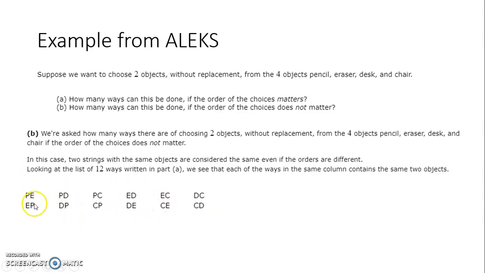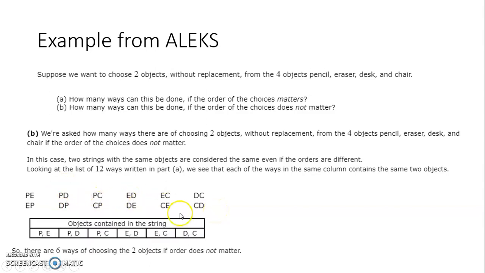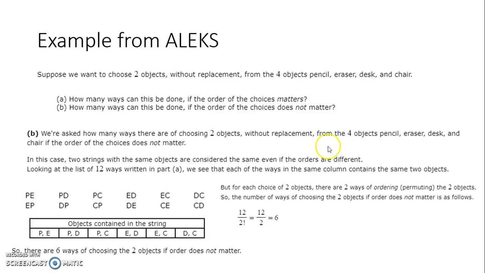Same set of choices. We could pick pencil, eraser, eraser, pencil, pencil, desk, desk, pencil, and so on and so on. Importantly though, these 2 choices, pencil, eraser, and eraser, pencil, are the same choice. These 2 are the same, these 2 are the same, and so on. Okay? That's because the way to order 2 things, you can only order it either PE and then EP, or EP and then PE. So there's only 2 ways to order each of those choices. So what you do is you take 12 over the number of ways you can order it, which happens in this case to be 2, and so 12 divided by 2 is 6.